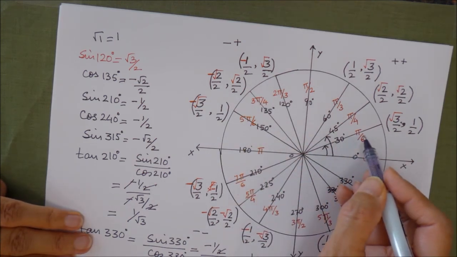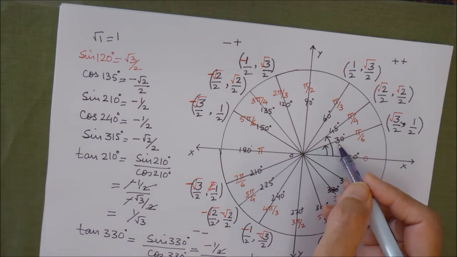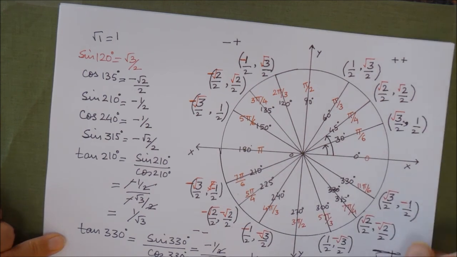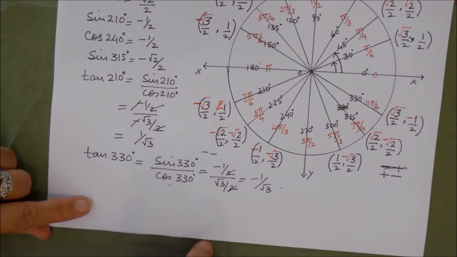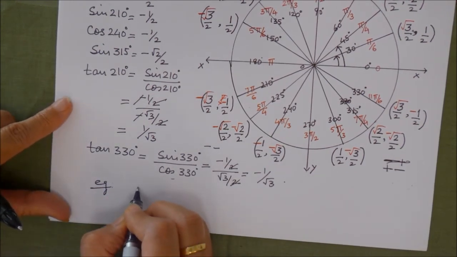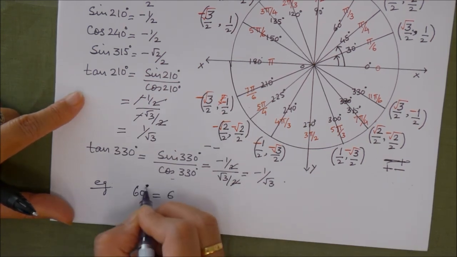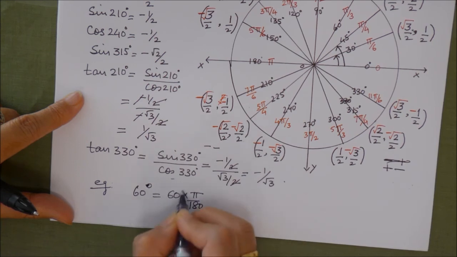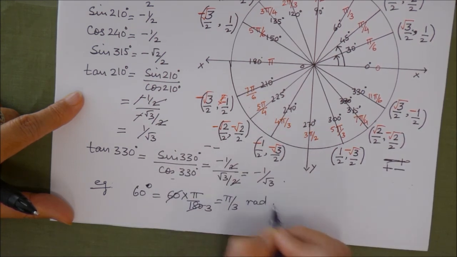In this case, it is written in terms of radians also, and we know how to convert any degree into radians, as I have already covered in the previous lecture. Suppose we have to express 60 degree in radians. 60 degree in radians is 60 times pi over 180. This gets cancelled, so it is pi over 3 radians.